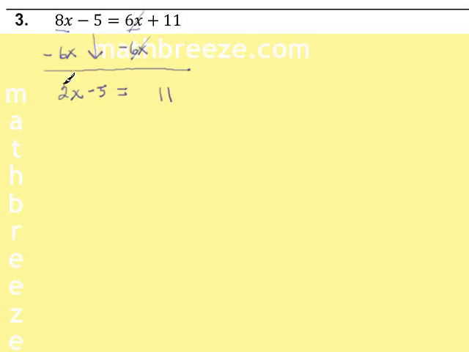Alright, and now what we want to do is we want to isolate the x term. We have -5 next to the x term. Let's do the opposite of subtracting 5. Let's add 5 to both sides. Alright, now these cancel and bring down the 2x, so we have the x term isolated by itself on the left side, and add the 11 and 5. And now we're ready to isolate x by dividing both sides by 2.